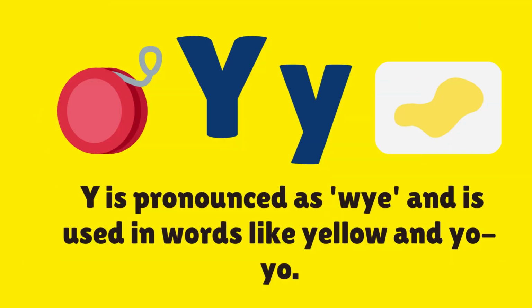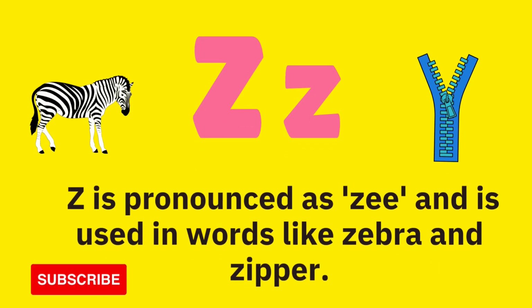Y is pronounced as Y, and is used in words like yellow and yo-yo. Z is pronounced as Z, and is used in words like zebra and zipper.